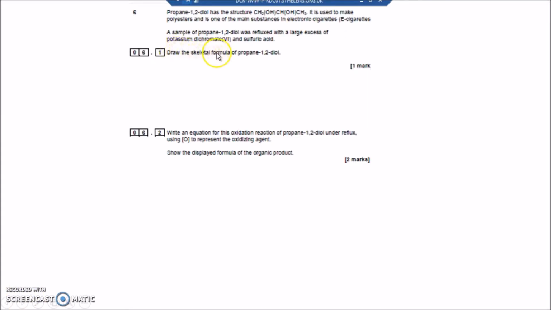Question number 6. Draw the skeletal formula of propane-1,2-diol. So you've got to draw the carbons in a line and not bother drawing the hydrogens at all. That's 3 carbons, and you put them in a little zigzag shape. At carbon number 1 you've got an OH, and at carbon number 2 you've got an OH. So it's going to look like this: 1, 2, 3 carbons in a line, an OH at carbon number 1, an OH at carbon number 2, and there's carbon number 3, and you've left off all the H's. You're not bothered drawing those in. That's the way that skeletal formula works.